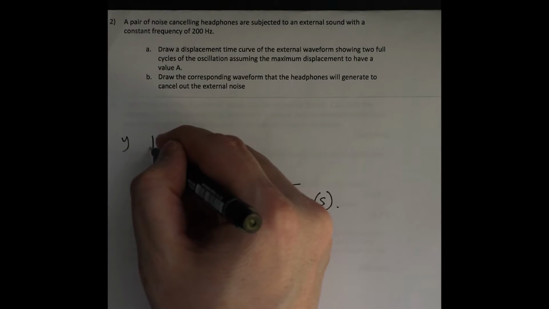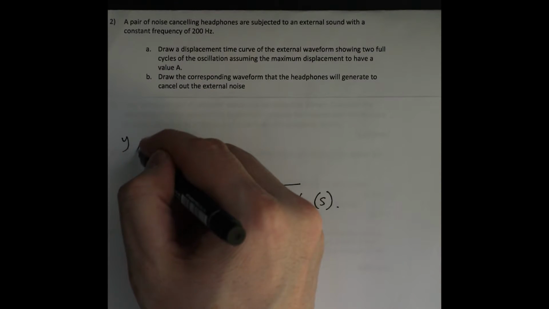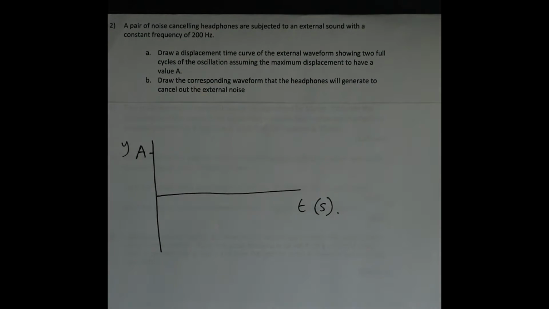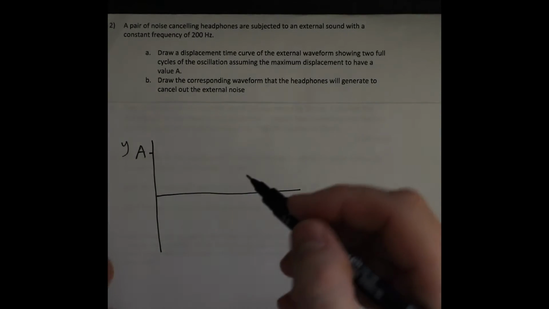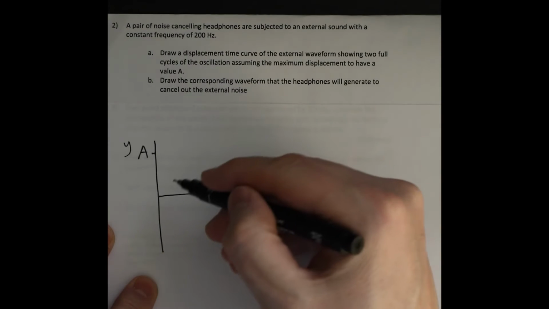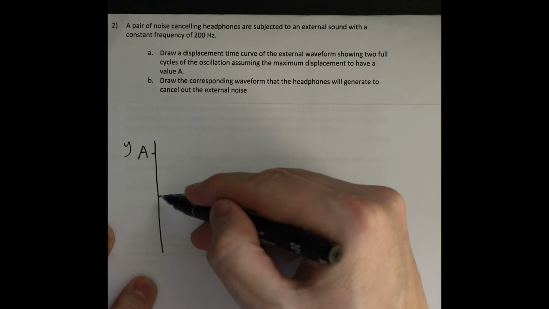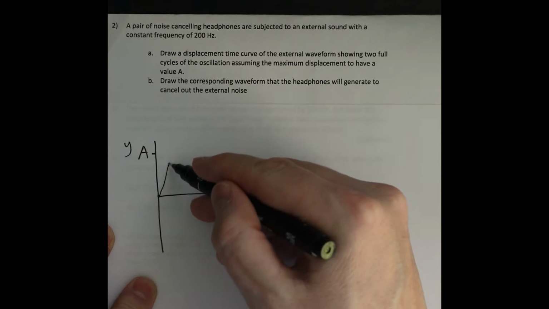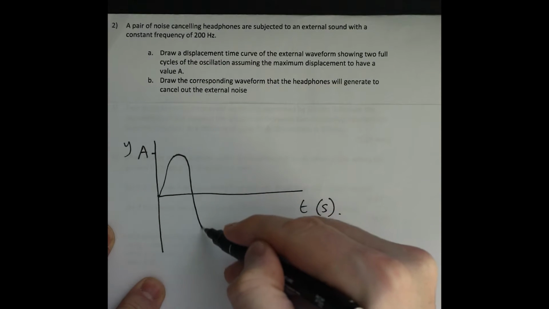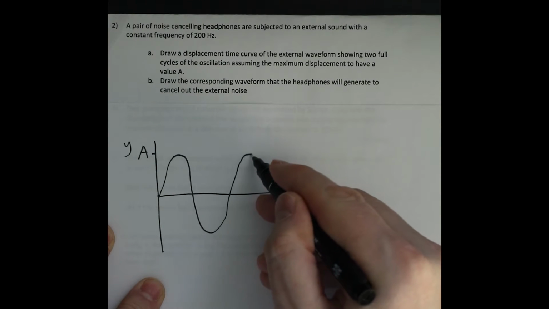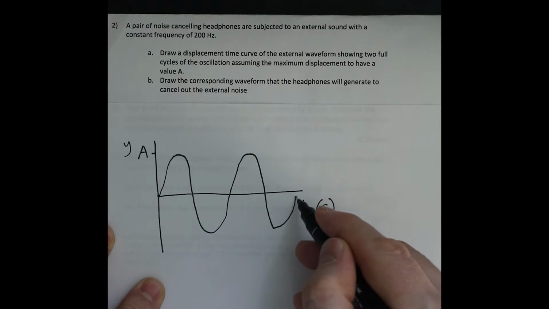But we do have to mark on here that we have a maximum value a, which is equal to the displacement of our wave. We have to draw 2 full cycles of the oscillation. So I'm going to start at the origin for my waveform here, and go 1 full cycle, 2 full cycles, something like that.